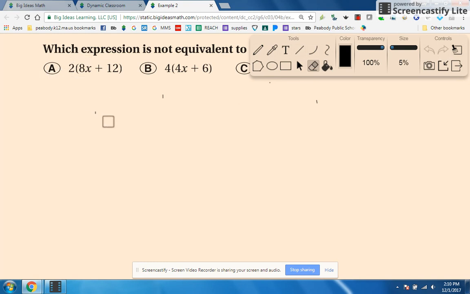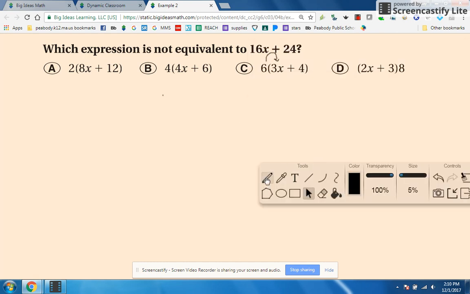The first one, we want to multiply 2 times everything on the inside of the problem. Okay, so let me just move this so I can write. All right, so 2 times 8x is 16x. 2 times 12 is 24. Bring down the plus sign. So far, 16x plus 24, that matches. Let's try the next one. 4 times 4x is 16x. 4 times 6 is 24. Bring down the plus sign. So that one matches.